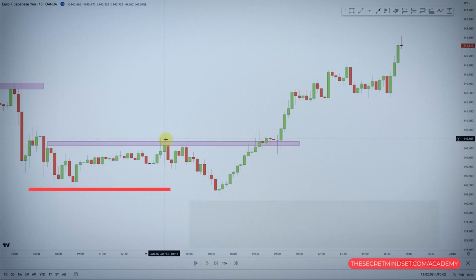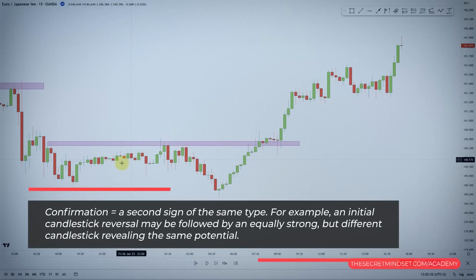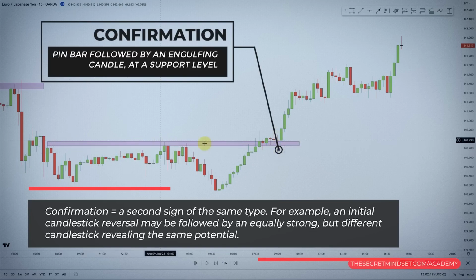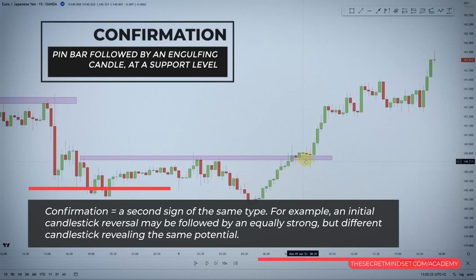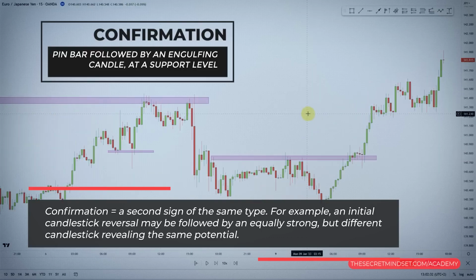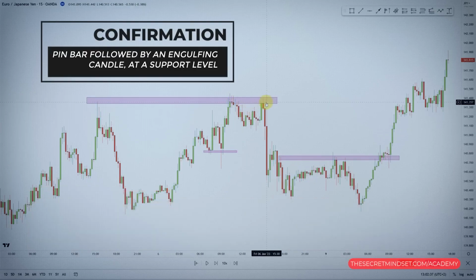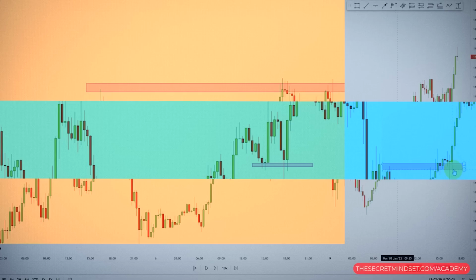A confirming indicator may also consist of a second sign of the same type. For example, an initial candlestick reversal may be followed by an equally strong but different candlestick, revealing the same potential. You may find a pin bar, which is followed by an engulfing candle at a support level. 3 factors which confirm a possible buy trade. When this occurs, the reliability of the signal is much stronger.